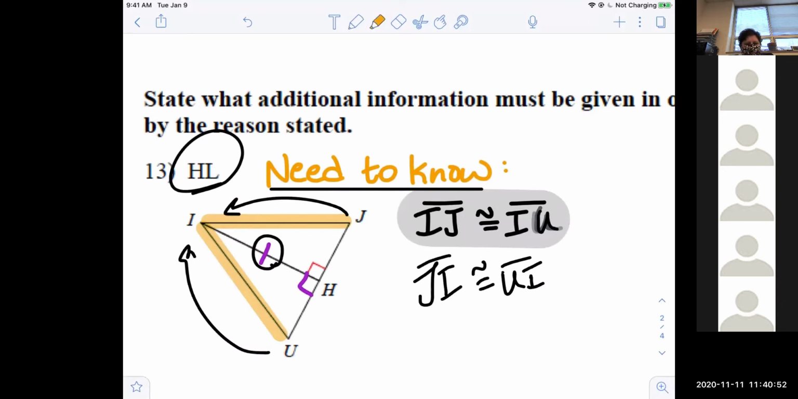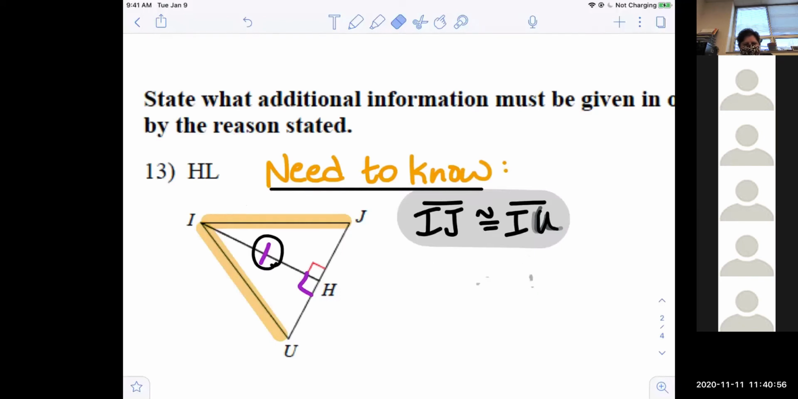So write this, the missing information. Don't just highlight, don't just mark it on the picture. You need to actually write a statement.